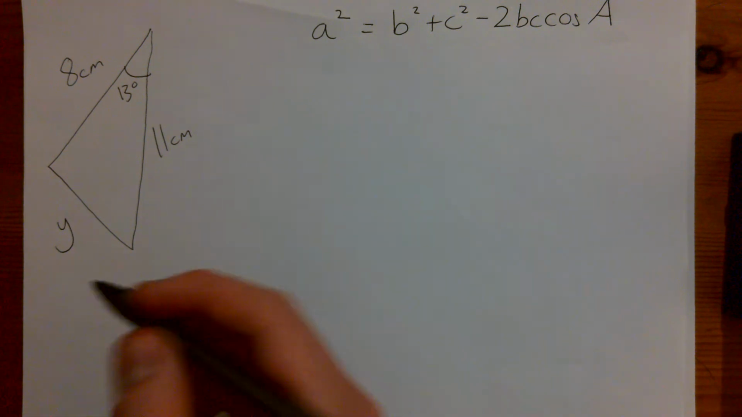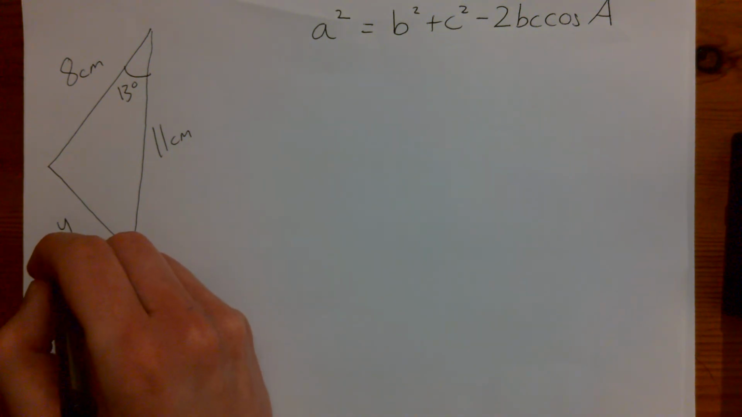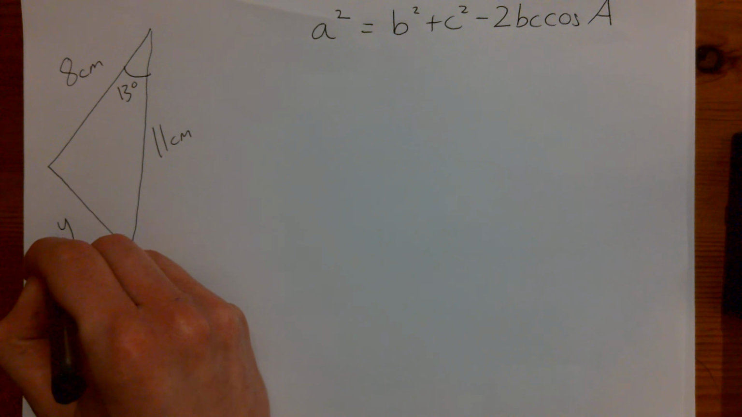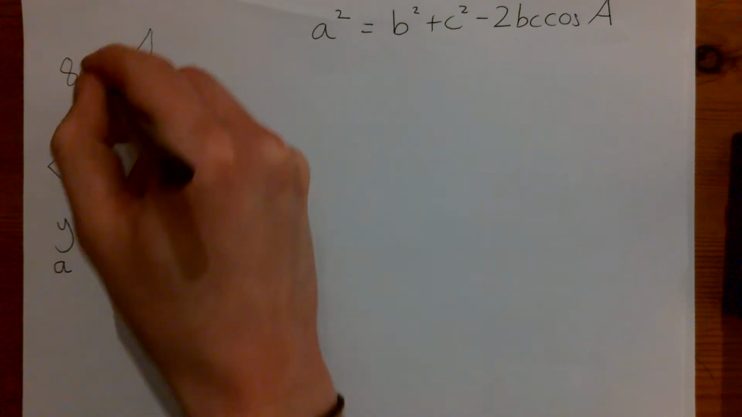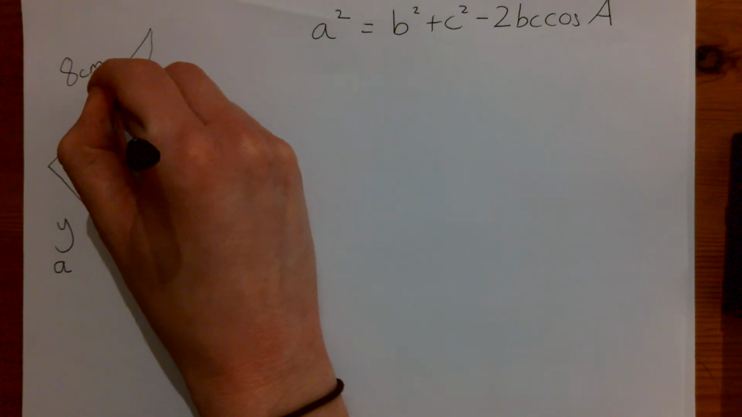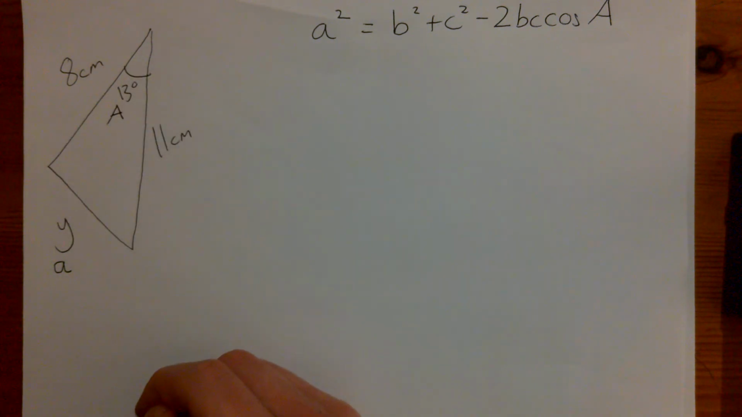Labelling the sides, remember the way we've been doing it, we've always been doing it so that the side we want, or the angle we want, is A. That means that this angle is going to have to be a capital A, and again the b and the c can be either way round.